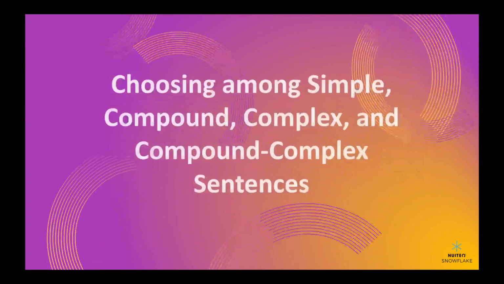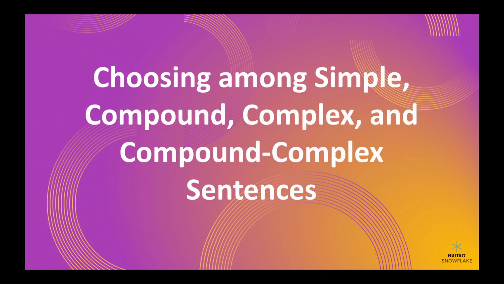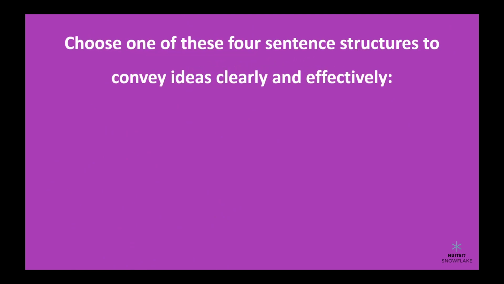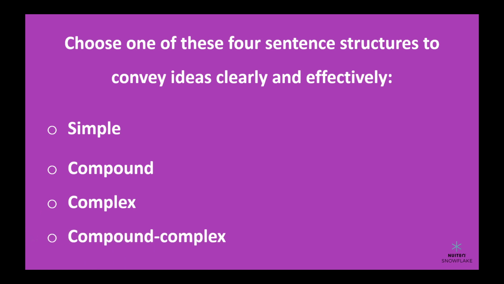Choosing among simple, compound, complex, and compound-complex sentences. Choosing the right sentence structure is important to convey ideas clearly and effectively. There are 4 types of sentences: simple, compound, complex, and compound-complex. Each has a different structure, and is used to signal different relationships among ideas. Here are 4 examples of how to choose the right sentence structure.